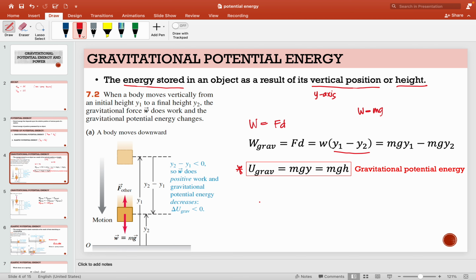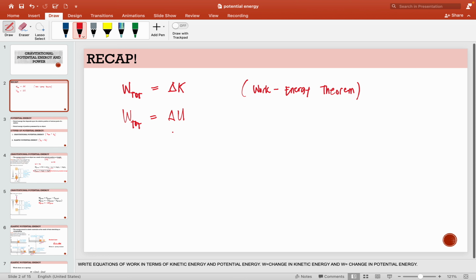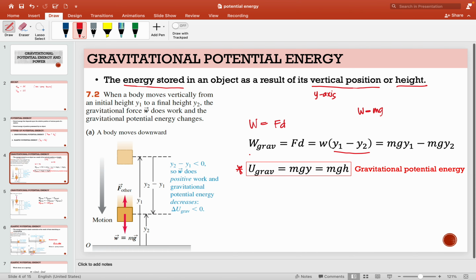Again, from the recap, we have the total work done is the change in the potential energy. So that's why the potential energy is equal to mgy, or mass times gravity times the height of your body, or mg times y. So this is our equation for the gravitational potential energy.